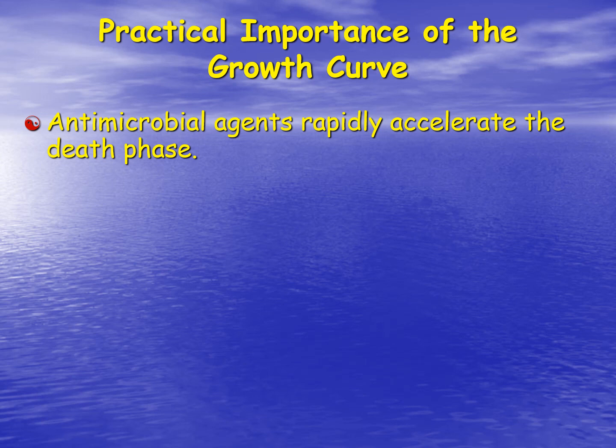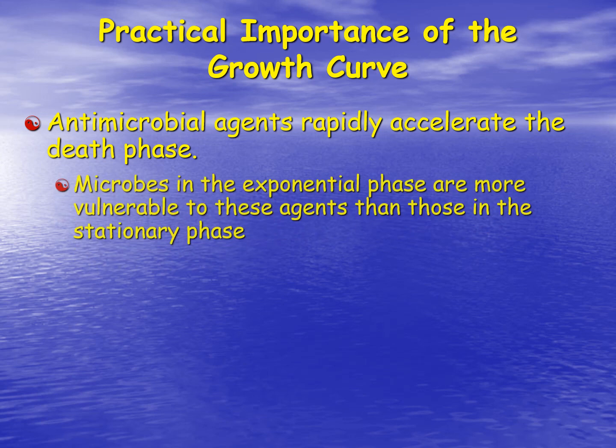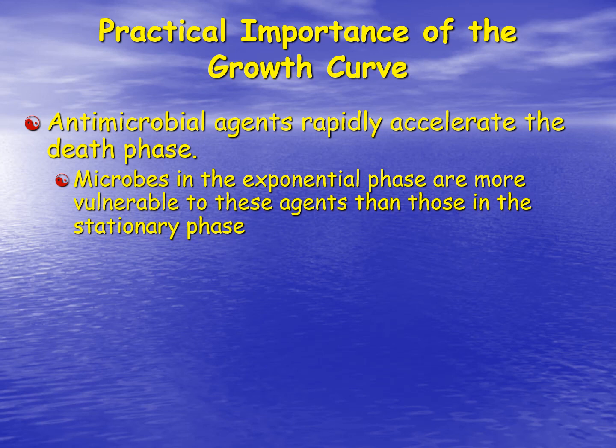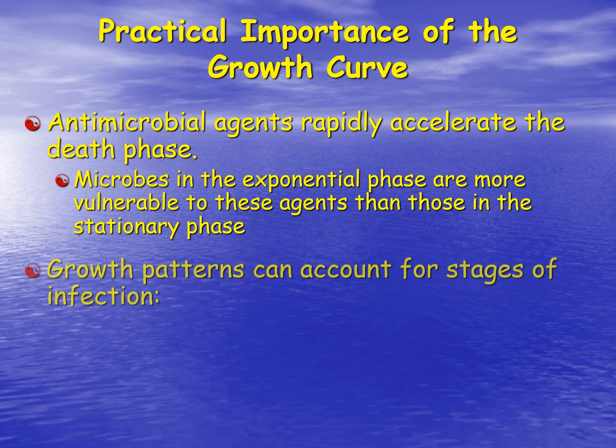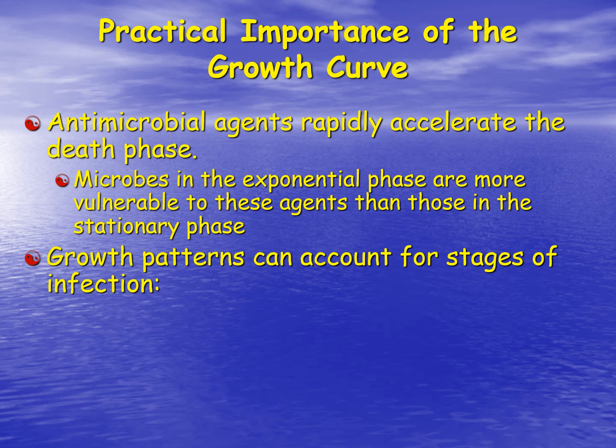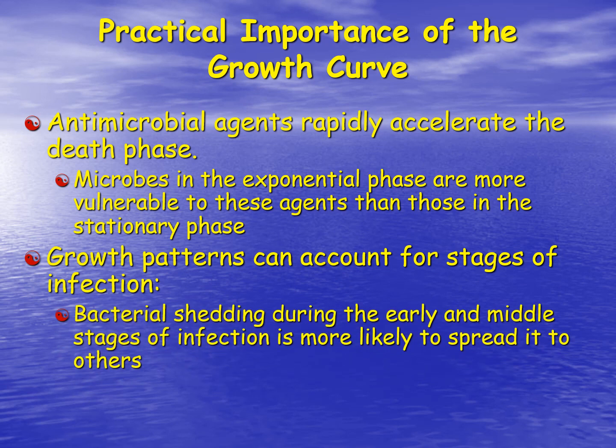Antimicrobial agents can rapidly accelerate the death phase. So microbes in the exponential growth phase are more vulnerable to these agents than those that are in the stationary phase. Those in the stationary phase are already having to do things to survive the lower nutrients and the higher waste environment. So those that are in the growth log phase are actually more vulnerable to the antimicrobials. Growth patterns also can account for the stages of infection. Bacterial shedding usually occurs during the early and middle stages of infection and is more likely to spread to others during these early phases.